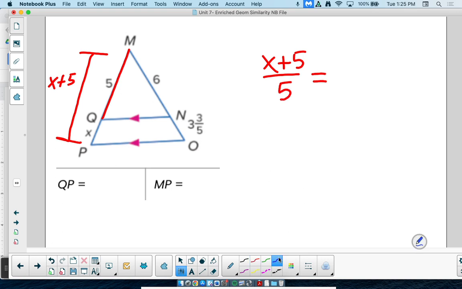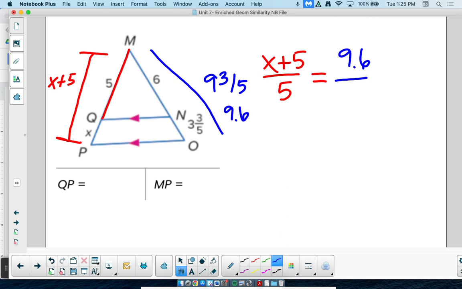Okay, so now we gotta do this big side over here. What's the length of MO? 9 3/5. What is that as a decimal for my decimal friends? 9.6. Over what? 6. Very good. Just matching. Big triangle to small triangle, just match.